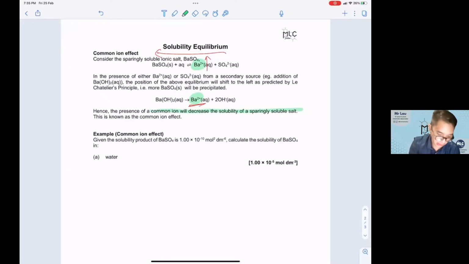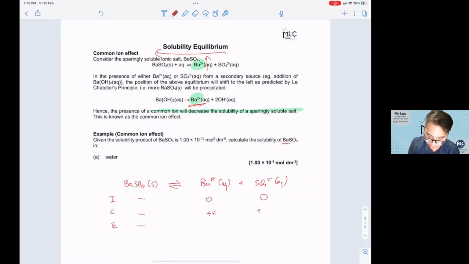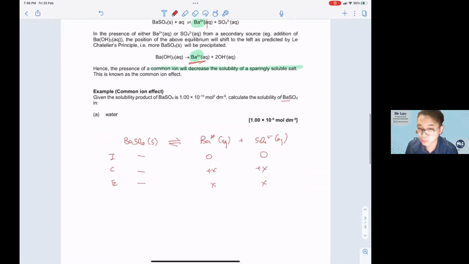First, let's look at the solubility of BaSO4 in water, which means at the start, it will dissolve a bit to give you Ba2+ and SO4 2-. If you do an ICE table, the solid will be a dash, and these will be 0, 0 at the start. It will dissolve a bit to give you Ba2+ and sulfate. This is governed by Ksp, which equals [Ba2+] times [SO4 2-], which equals x squared.